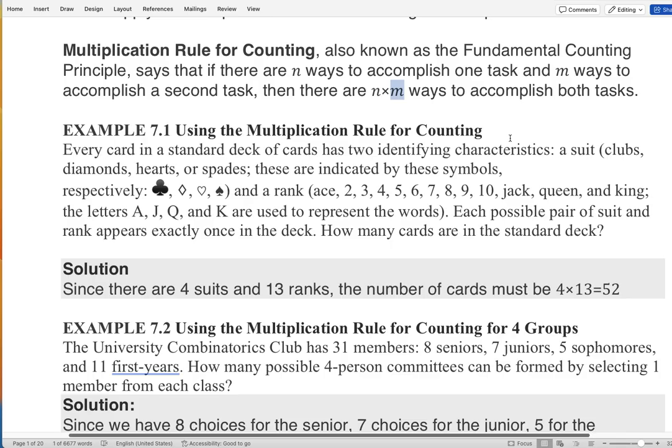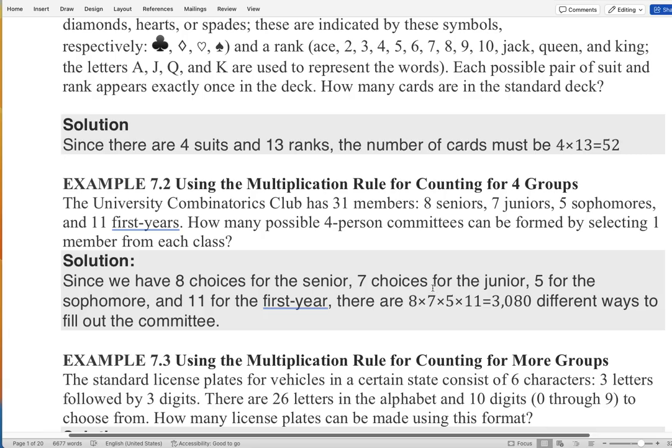And so the deck of cards is formed by using the combination of those two characteristics. For the first characteristic, there are 4 choices, and for the second characteristic, there are 13 choices. So the total number of different ways to form a card in the deck is 4 by 13. 4 by 13, 52 cards. Very simple, right? Let's move on to the second example.